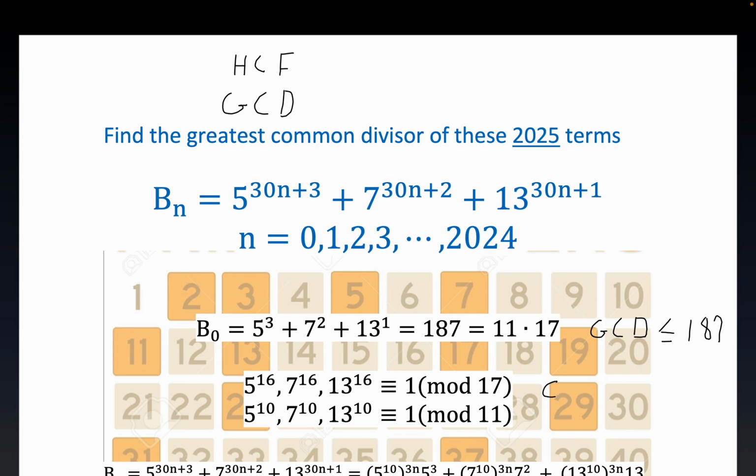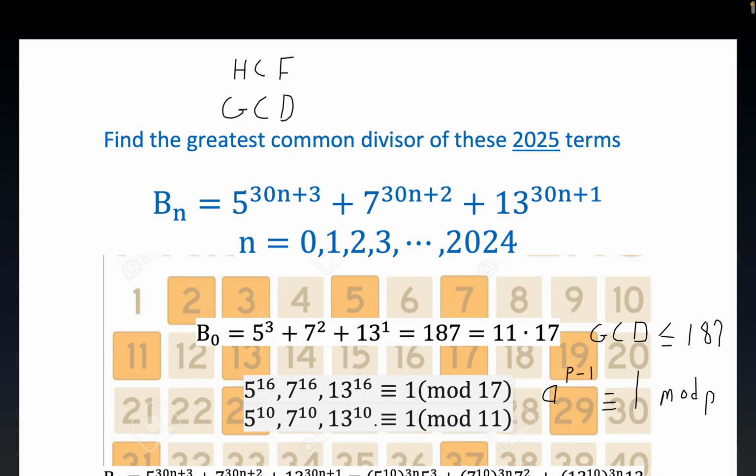Very popular result. It states that a raised to the p minus 1, where p is prime, is congruent to 1 mod p. Okay. So that condition really helps us out a lot, because you see what we do right here. We've got the 16 going on, which is 1 less than 17, and we have the 10 going on, which is 1 less than 11. So we just applied Fermat's little theorem multiple times to get these useful results for the computations that follow.